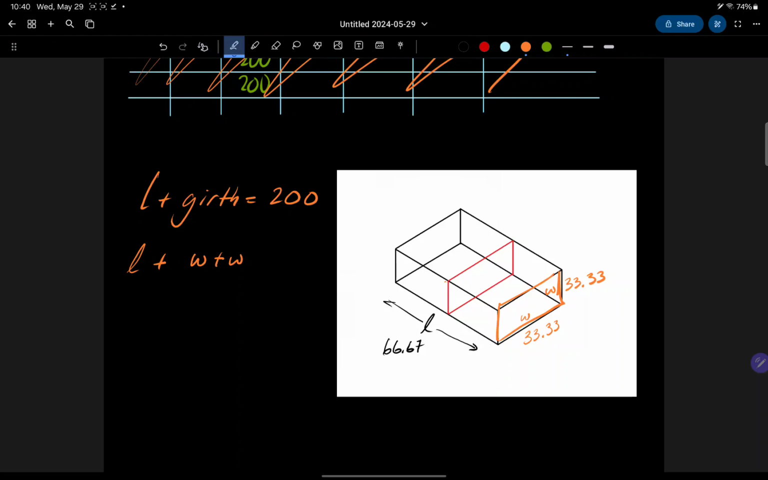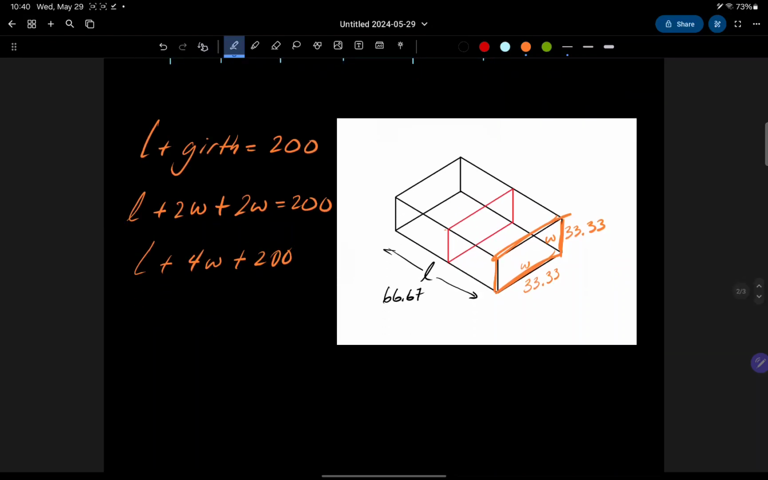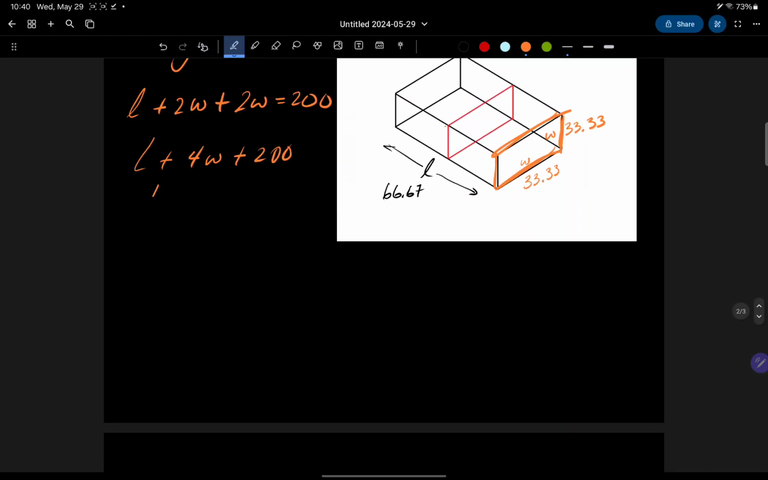So plus 2W for the top and the bottom. This top right here, the top and the bottom, that's 2W, plus another 2W for the left and the right side of this box, or of the rectangle. So we have length plus 2W plus 2W is equal to 200. If we simplify this, we get L plus 4W is equal to 200. Now let's solve for L. We get L is equal to 200 minus 4W.